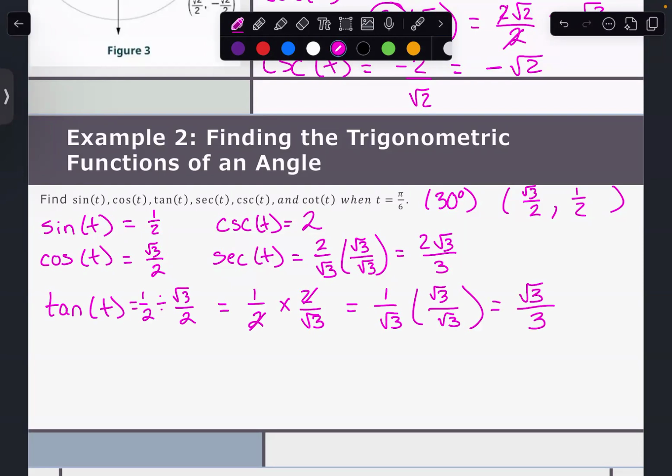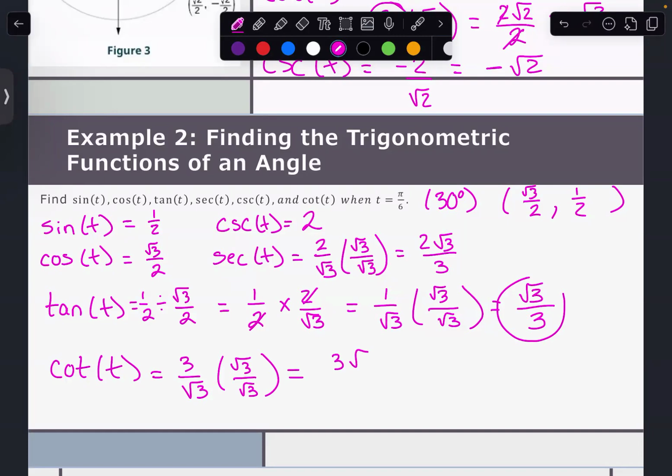Finally, the reciprocal of tangent is cotangent, and the reciprocal of square root of 3 over 3 would be 3 over square root of 3. Rationalize again, and we have 3 square root of 3 over 3. Those 3's will divide out, and we have square root of 3. So there are all 6 of our functions, and we found that quickly. As soon as we knew sine and cosine, we can just divide to find tangent, and then we reciprocate to find the other 3.